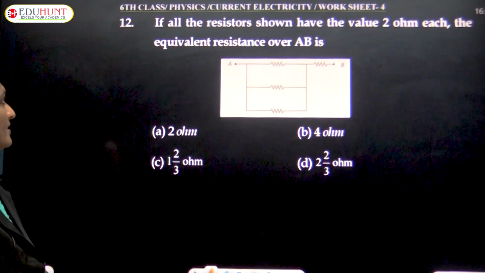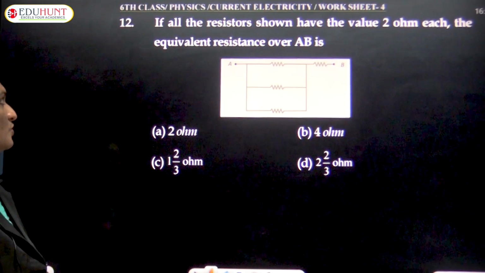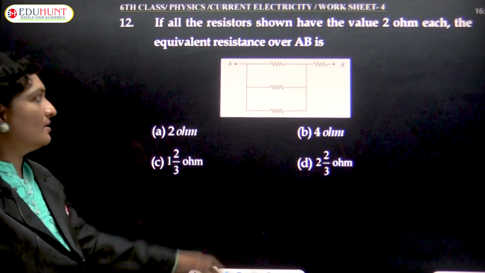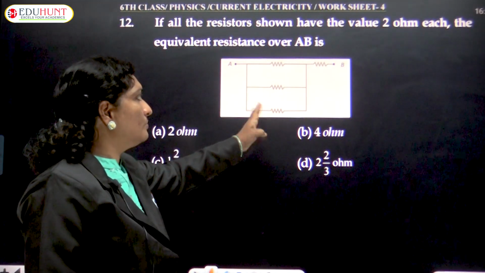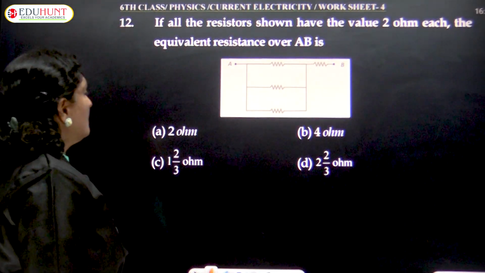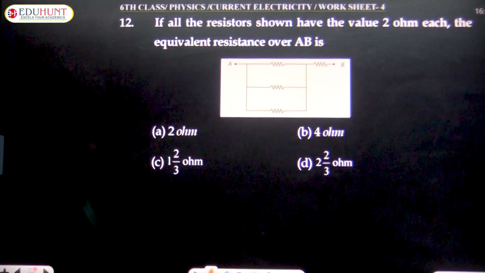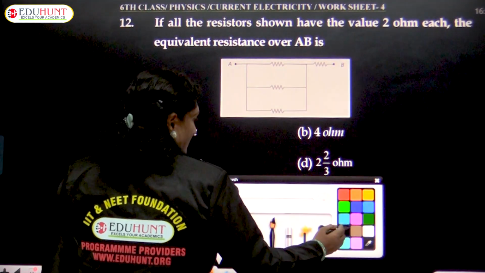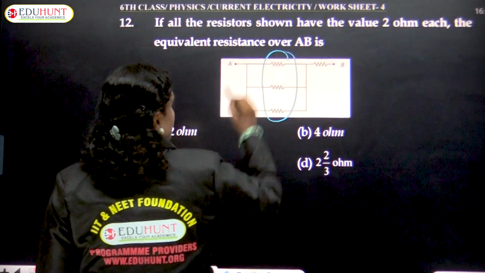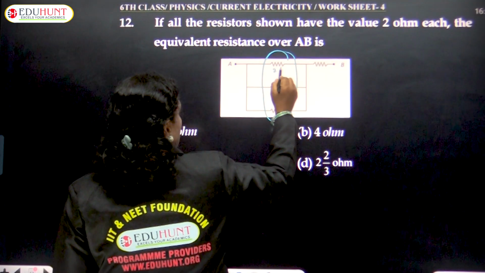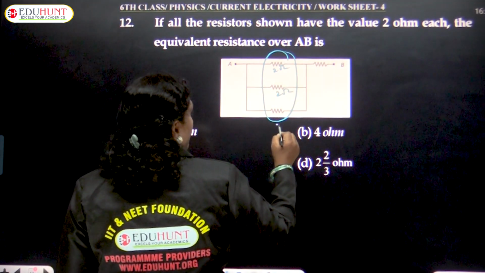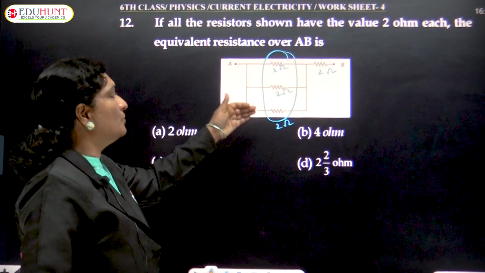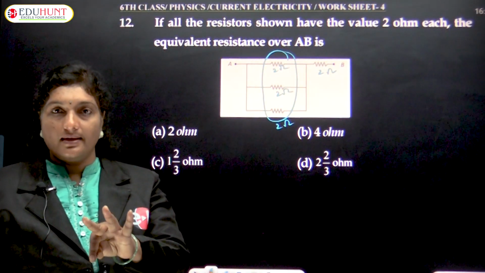So moving to the next question, that is question number 12. If all the resistors shown have the values 2 ohms each. So what is given here? 2 ohm, 2 ohm, 2 ohm, there also 2 ohm. You are asked to find the equivalent resistance. Very clearly these three are connected in a series parallel combination. Each is having 2 ohm, 2 ohm and 2 ohm. Here also 2 ohm.